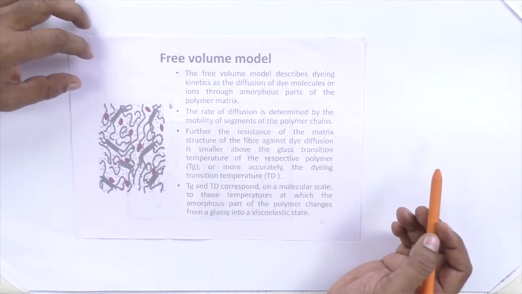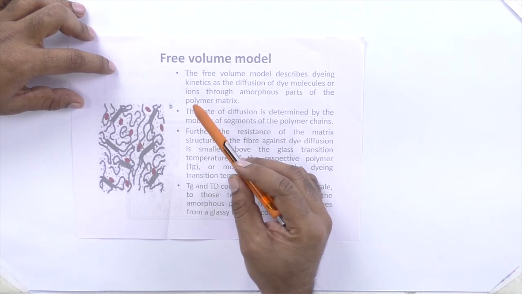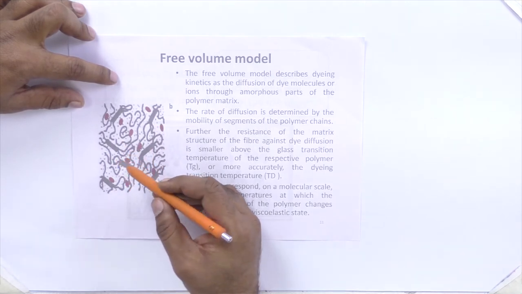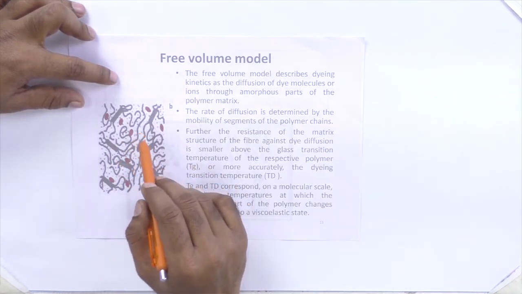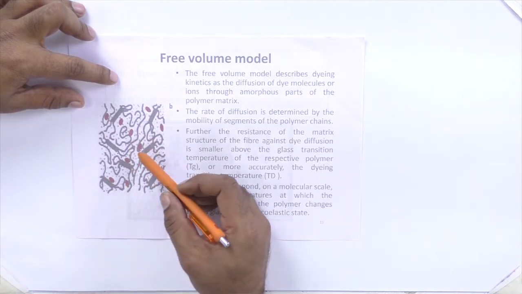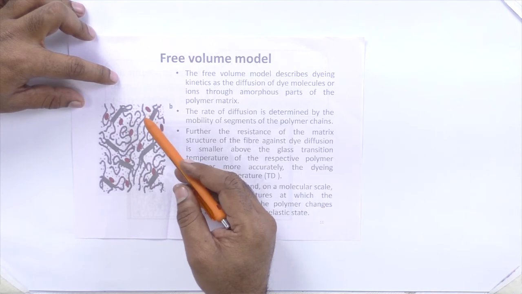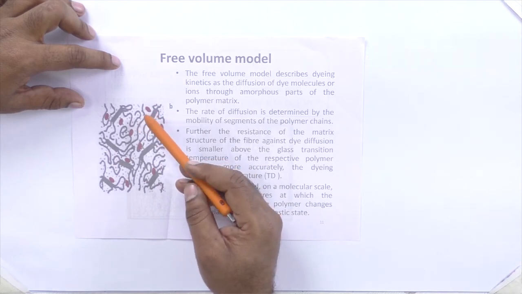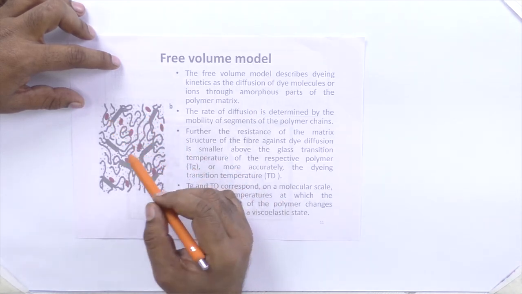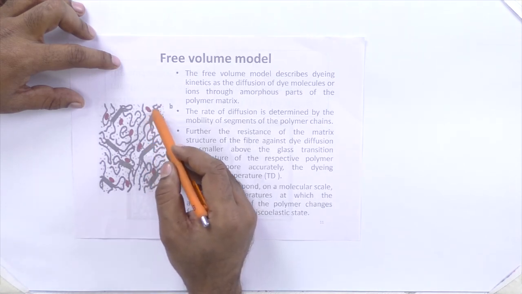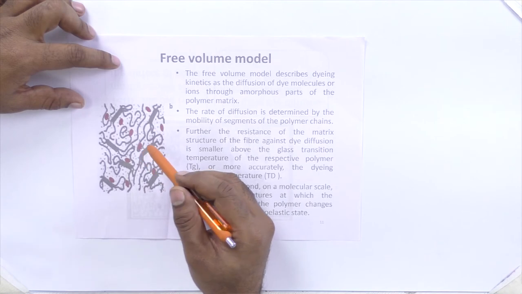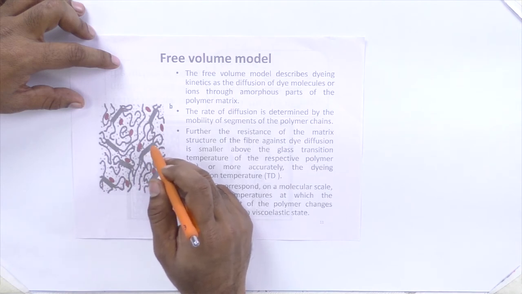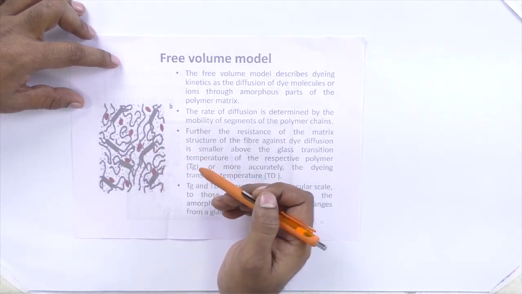And the next model is the free volume model. In the free volume model, the dyeing kinetics involve diffusion of dye molecules or ions through the amorphous region of the polymer matrix. Normally the polymer will have an amorphous region and a crystalline region. In the amorphous region, there will be a disordered arrangement of the matrix, so there will be some gaps between the molecules, whereas in the crystalline region, shown by the dark color, the molecules are orderly arranged, so there is no gap. So the dye cannot penetrate into the crystalline region.